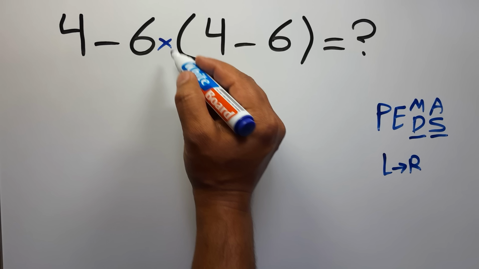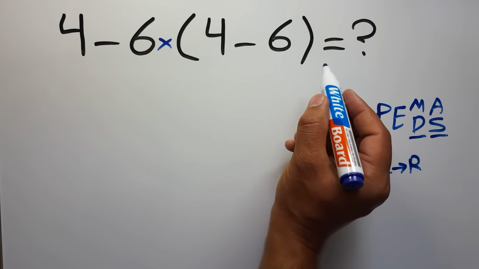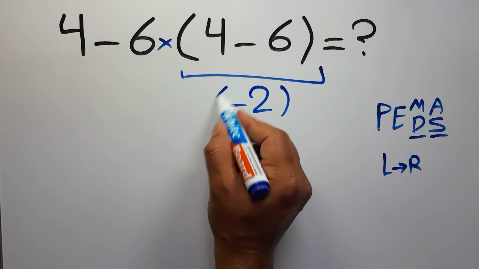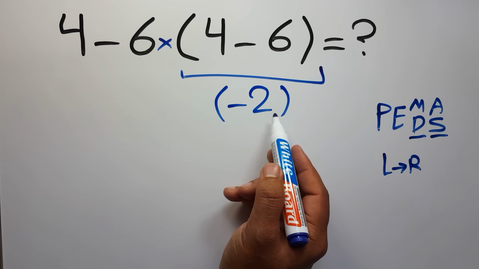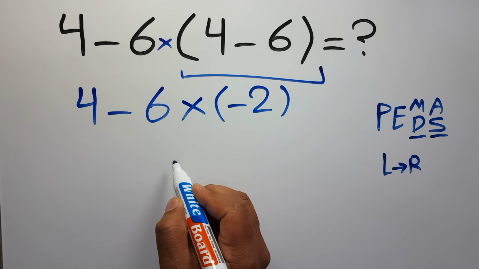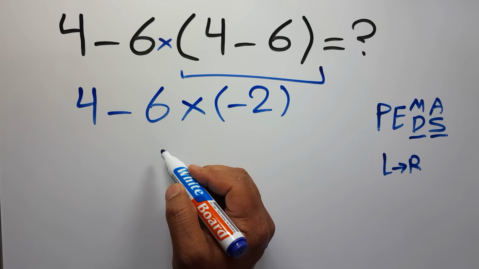So first we have to do this parentheses. Inside this parentheses we have 4 minus 6, which equals negative 2. So 4 minus 6 then times negative 2. Now in this expression we have one subtraction and one multiplication.